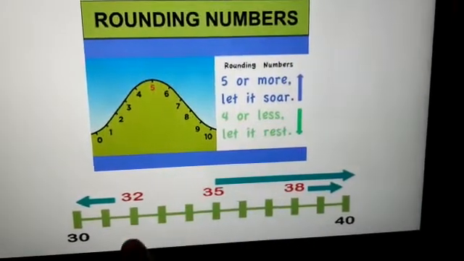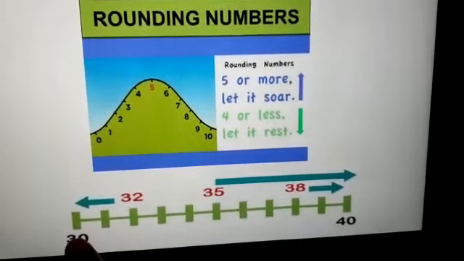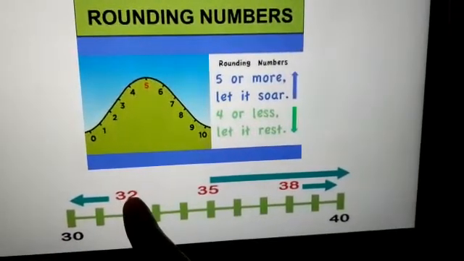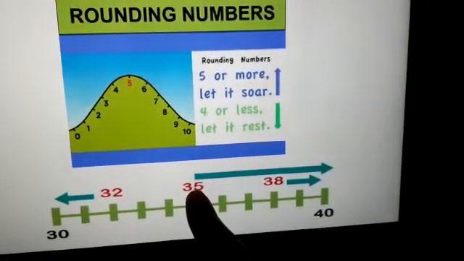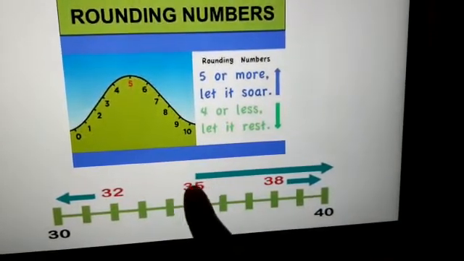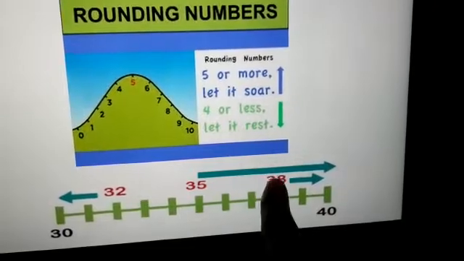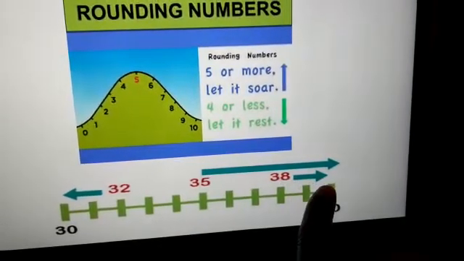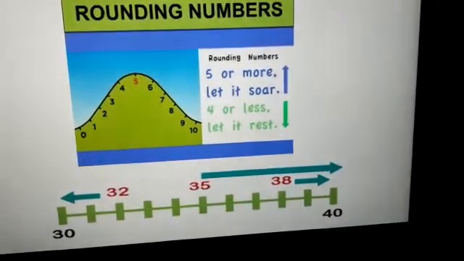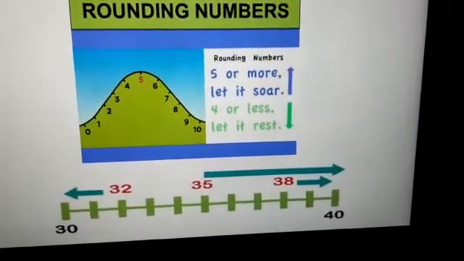Now you can see with the arrows, 32 is closer to 30. Also, because the number 2 is less than 5, we round down. 35 is 5 and over, so we round up, and that's closer to 40. And then, of course, 38, the number 8 is 5 and over, so we round up. So today we're going to be looking at rounding in decimals.